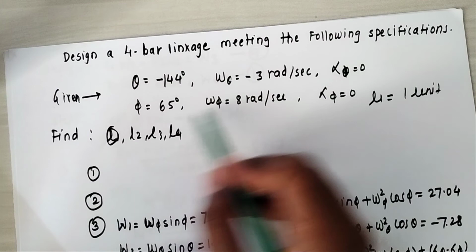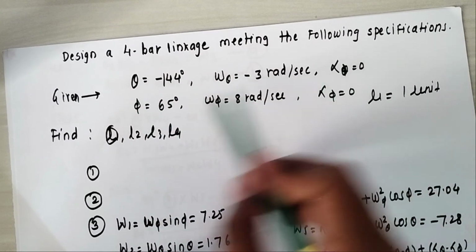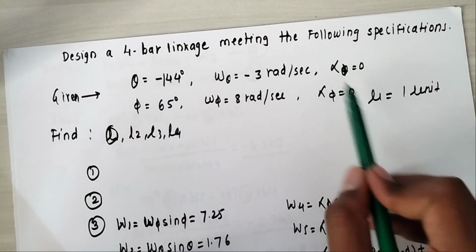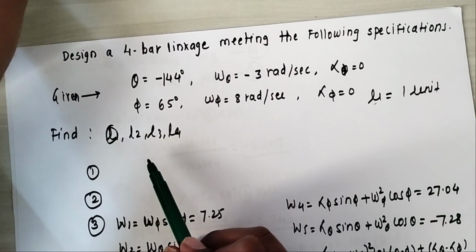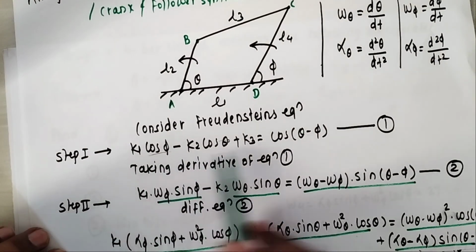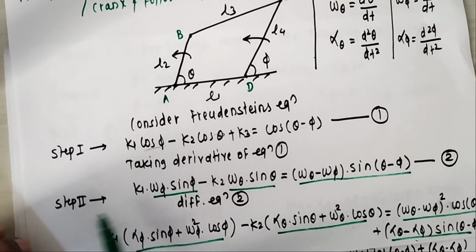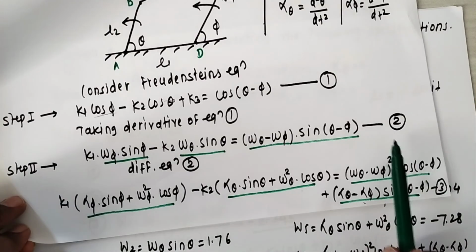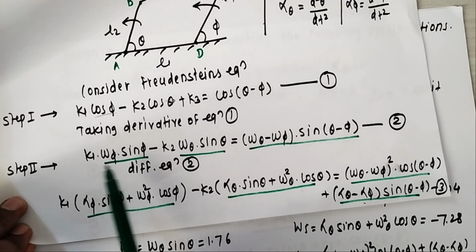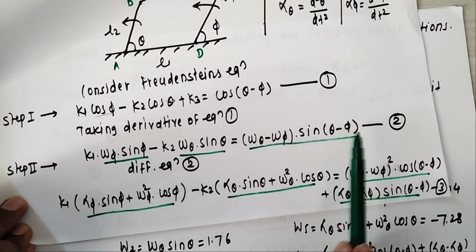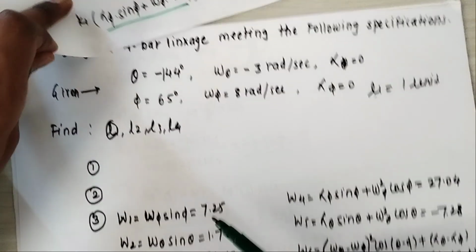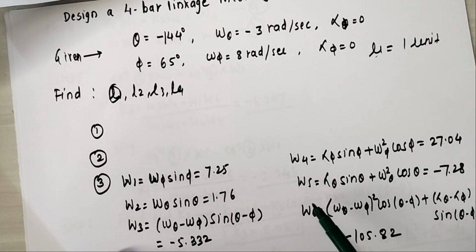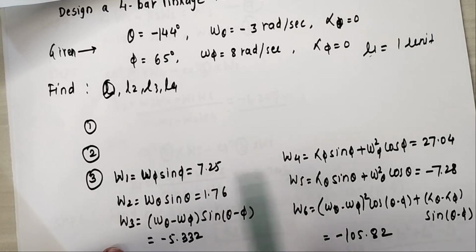So this was our numerical. Here theta, omega theta, alpha theta, phi, omega phi, alpha phi were given, and we need to find out L2, L3, L4 where L1 is 1 unit. In the first step we have to write Freudenstein's equation. In step 2 we have to take its time derivative 2 times to obtain equations 2 and 3. Then the coefficients of K1, K2 and the right hand term from equation 2 are W1, W2, W3. From equation 3 they are W4, W5, W6.